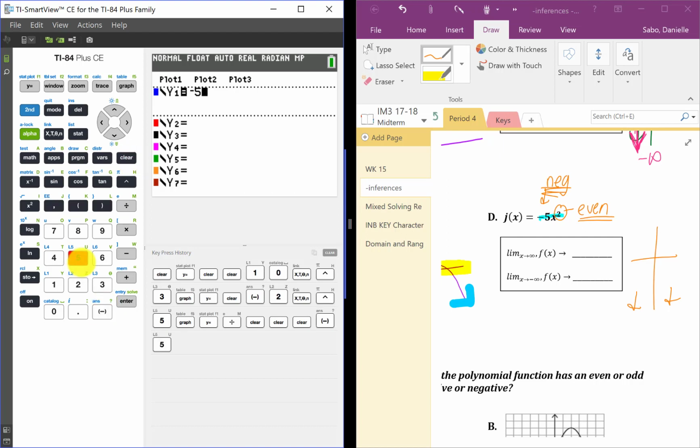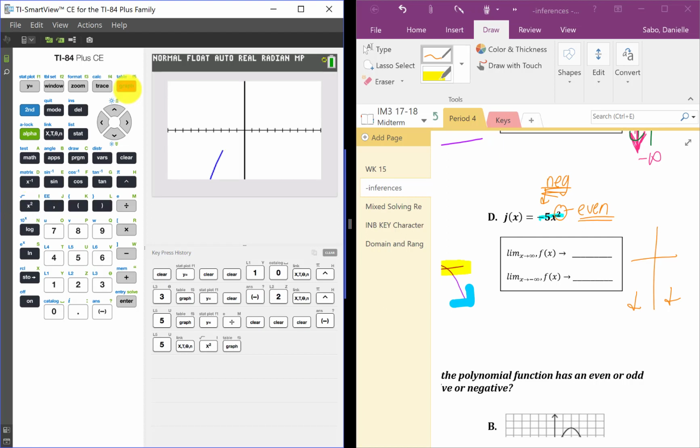Negative 5x squared. Press graph. And take a look. It looks somewhat like mine, but I can sketch it out for you so you can see. Okay, mine's not perfect, but all I'm really focused on is where the arrows are going. And they're both going down to negative infinity. Okay, I like even ones because they're a lot easier to work with.